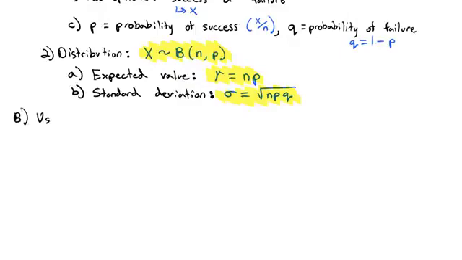Let's look at using the binomial distribution. And you notice I never gave the formula for how we actually calculate binomial probabilities. That's because we're going to cheat, and we're going to use the calculator to do all the work for us.